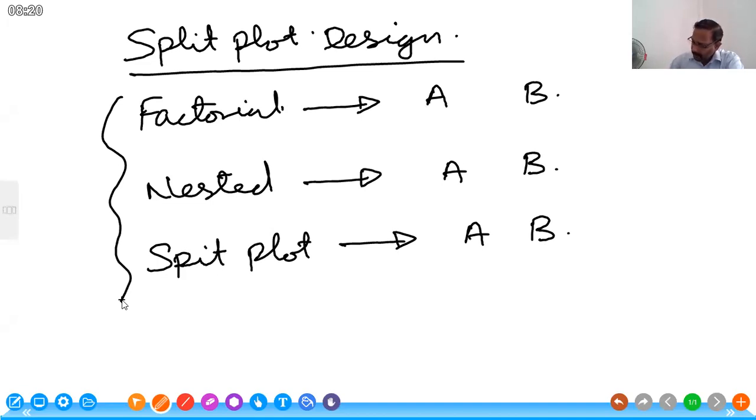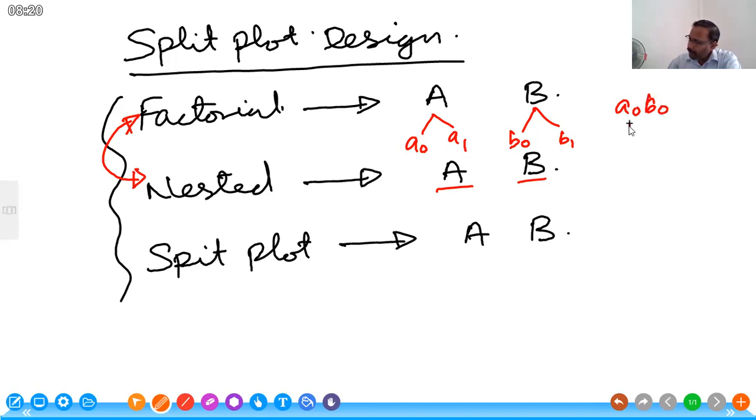The first one we said, here we have factorial combination A0, A1, B0 and B1. Here also we have combination. We have already seen the difference between these two. Because in factorial, all the combinations are possible. A0, B0, A0, B1, A1, B0, A1, B1. So this is all the possible combinations in a factorial experiment.